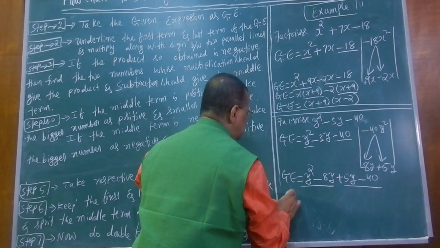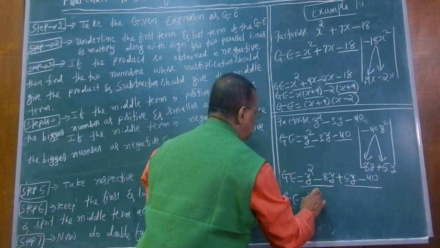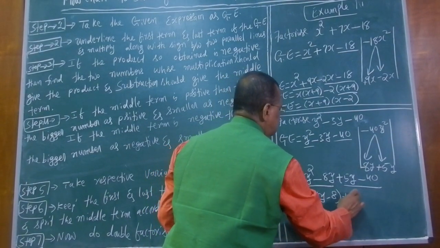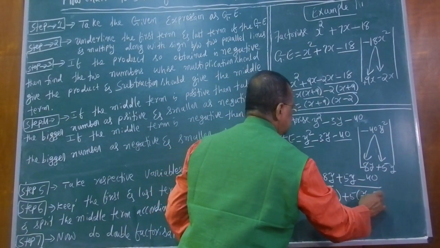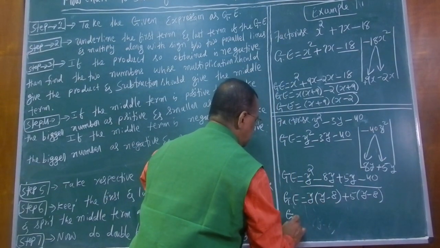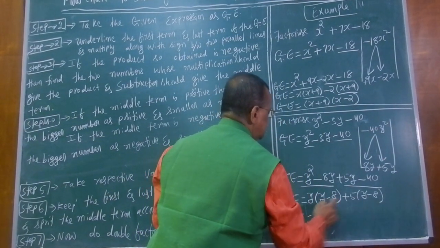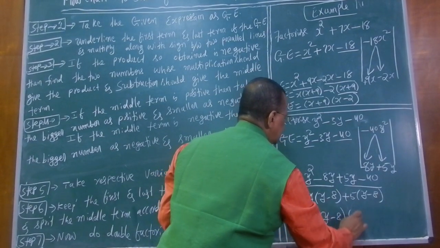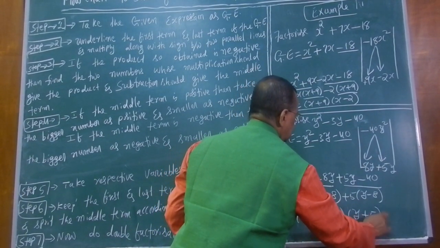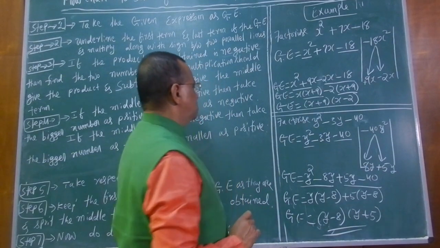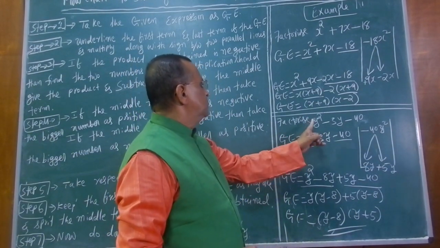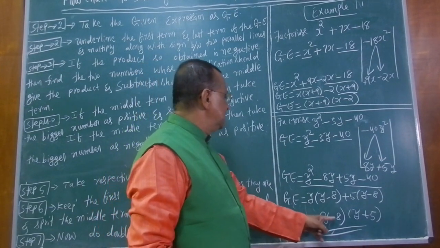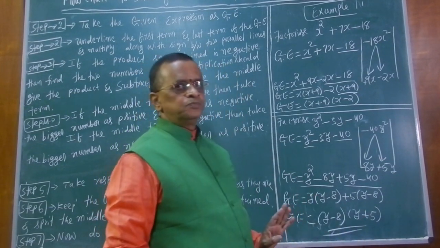Underline the first two terms and last two terms, take out the variable y, we get y minus 8, and with plus 5, we get y minus 8. The bracket y minus 8 is the same in both, therefore we take out y minus 8 and left with y plus 5. So therefore, dear student, we got y square minus 3y minus 40, whose factors are y minus 8 and y plus 5.